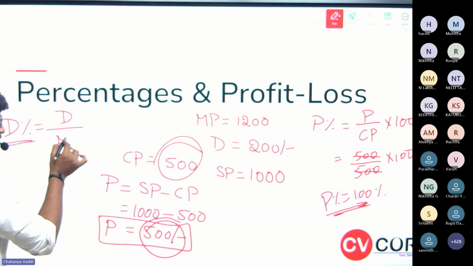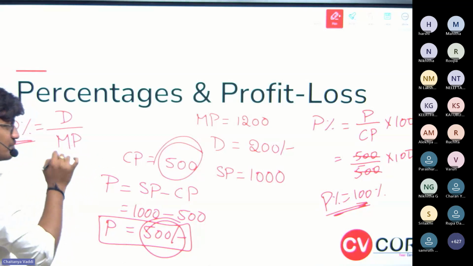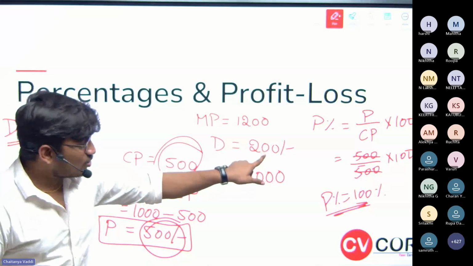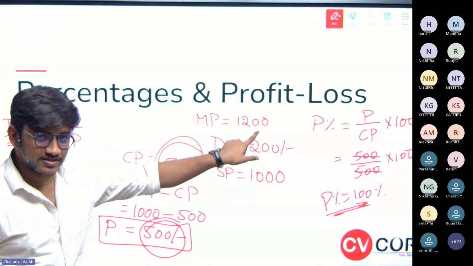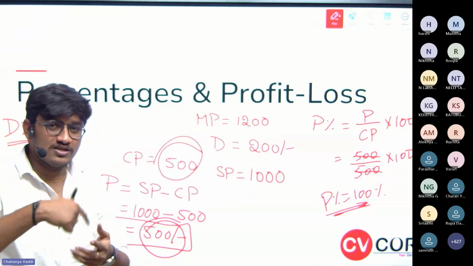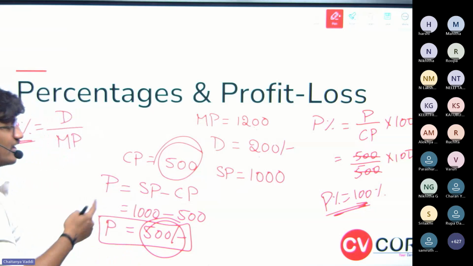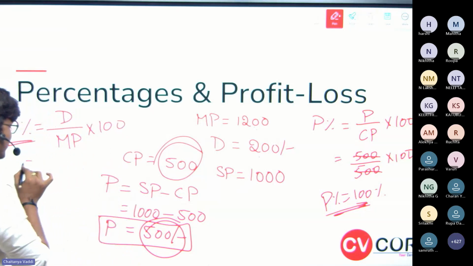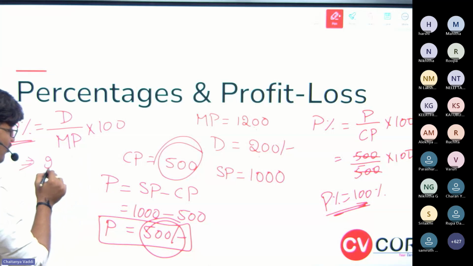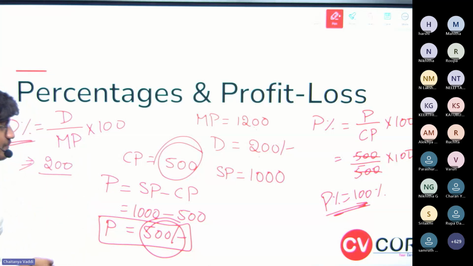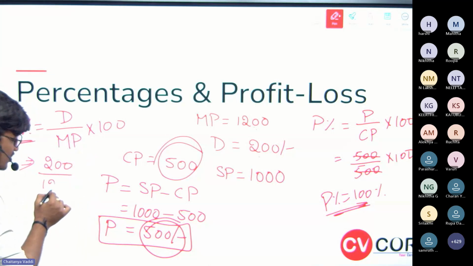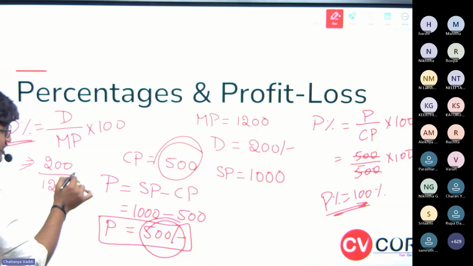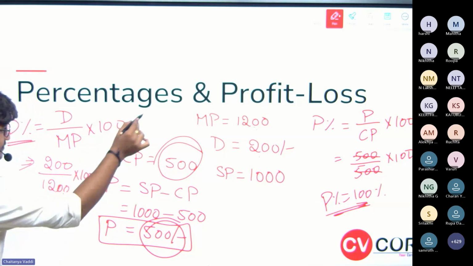It is market price. Why market price? Obviously, I said discount will always be given from market price. After increasing only you should give the discount, right? Otherwise you will get a loss. So discount by market price into 100. How much is the discount given here? I gave 200 rupees discount, and the market price is 1200, into 100 basically.